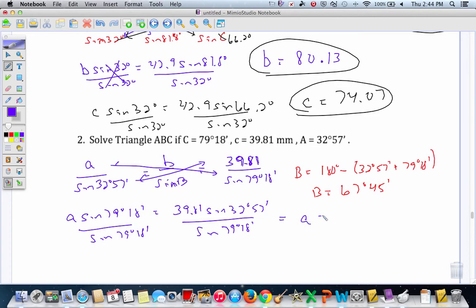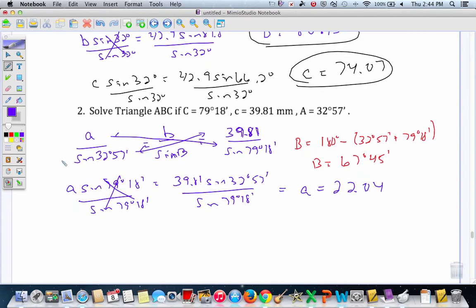Just as a reminder, when you type that into your calculator, you can type in 32 plus 57 divided by 60, or if you discovered the minutes and seconds or minutes function on your graphing calculator, you can use it as well. If we solve for A here like we've done, we would get A to be 22.04. And one more time, we have to solve for side B. We found B to be 67 degrees and 45 minutes.